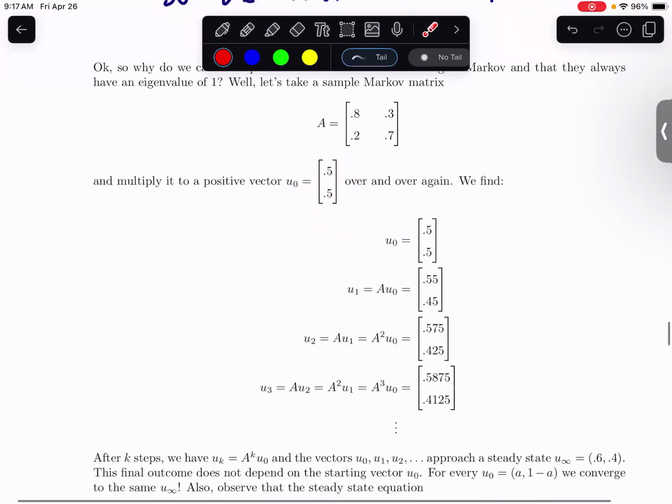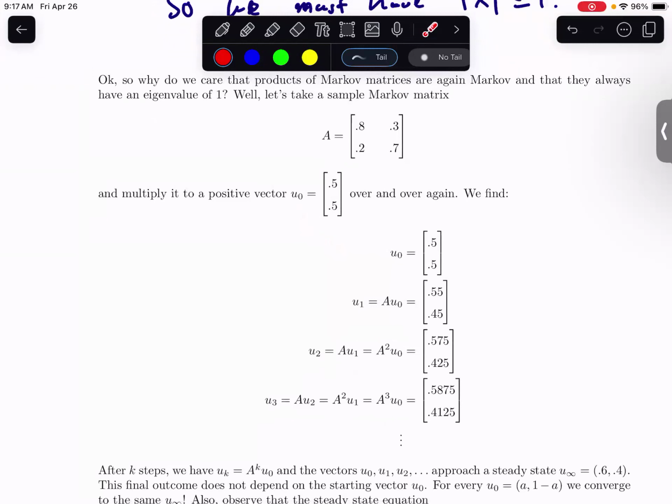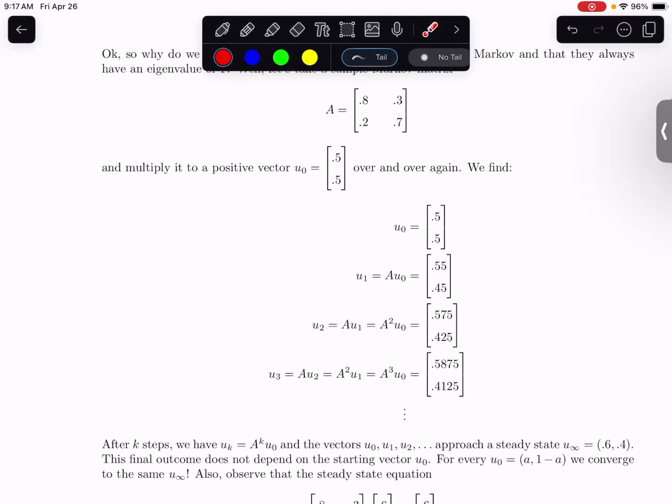And so what ends up happening to this vector? This is our original vector. If we multiply by A, we'll get a new vector denoted by U1. This is going to end up being 0.55, 0.45. And then we're just going to keep multiplying this vector by A, potentially infinitely many times. We'll take a limit eventually. U2 corresponds to A squared times U naught, this initial vector. U3 corresponds to multiplying U naught by A cubed.